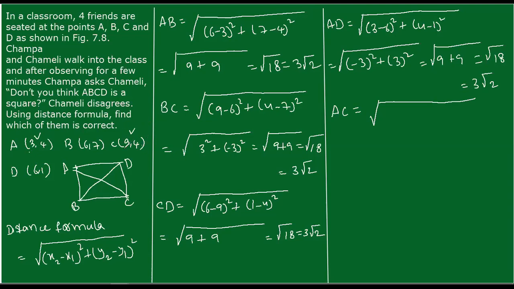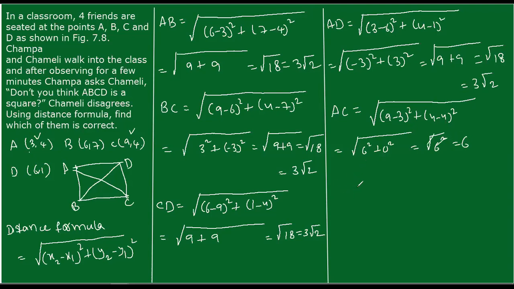So let's apply the formula. 9 minus 3 whole square, and 4 minus 4 whole square. So here 9 minus 3 is 6 square, 4 minus 4 is 0 square. 6 square plus 0 square, 0 means it is nothing, so only 6 square will remain. Here I can cancel square and root, remaining value 6. So AC I got 6.